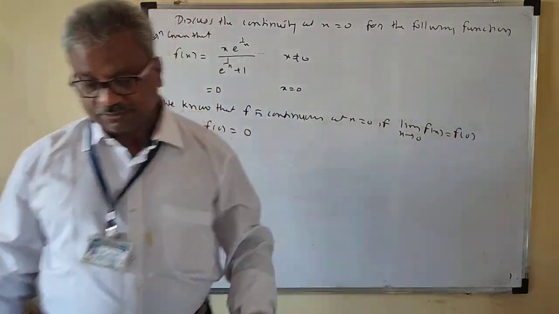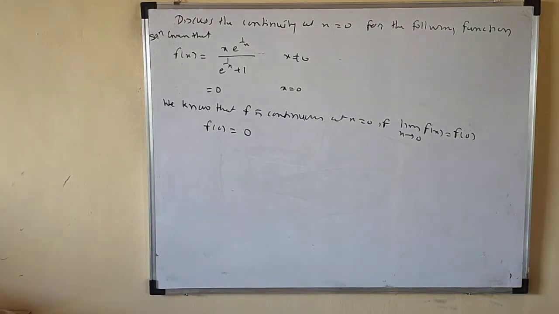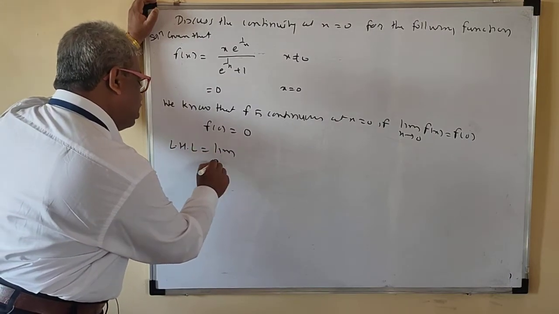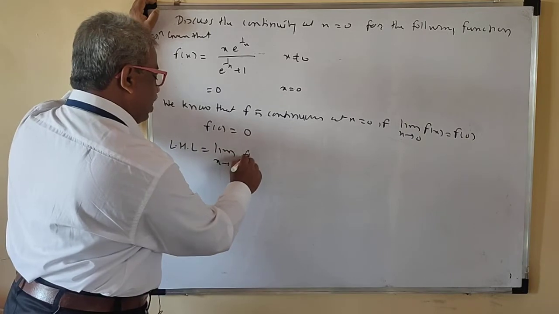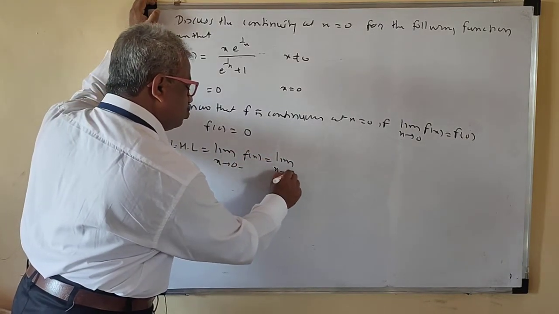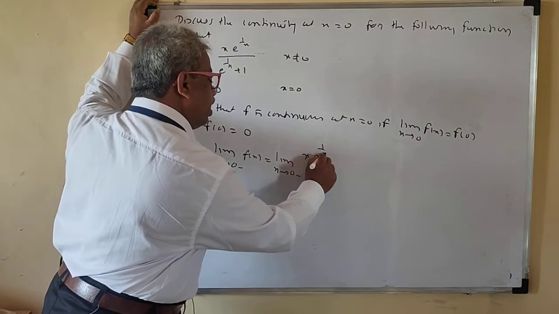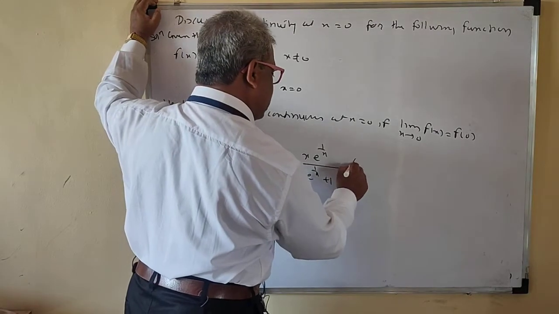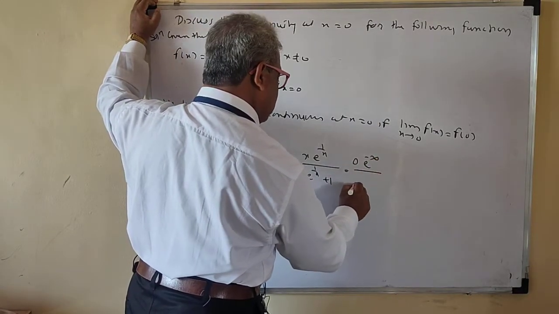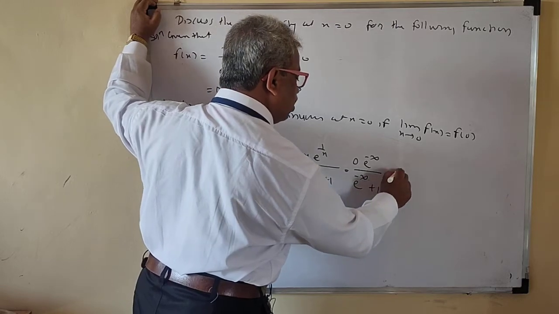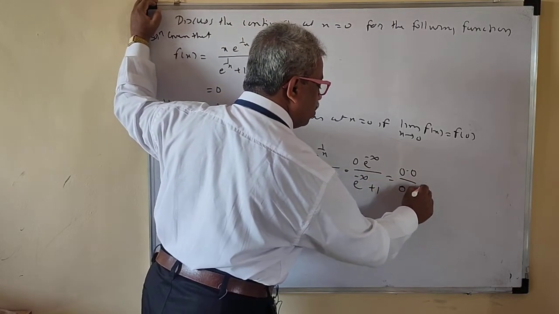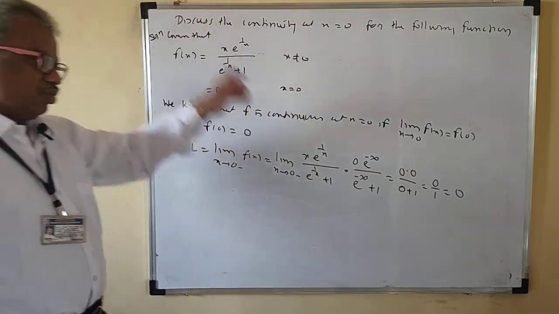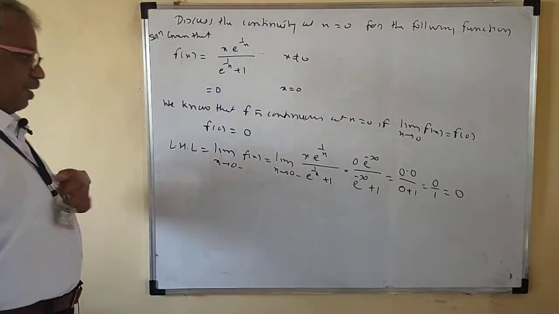So we find the left hand limit. This is limit x tends to 0 minus f of x. So this is limit x tends to 0 minus x e raised to 1 by x upon e raised to 1 by x plus 1. Directly you can write this as 0 into e raised to minus infinity upon e raised to minus infinity plus 1. So 0 into 0 upon 0 plus 1, that is 0 upon 1. Now the denominator is not 0, and 0 into 0 is well defined. So left hand limit is 0.